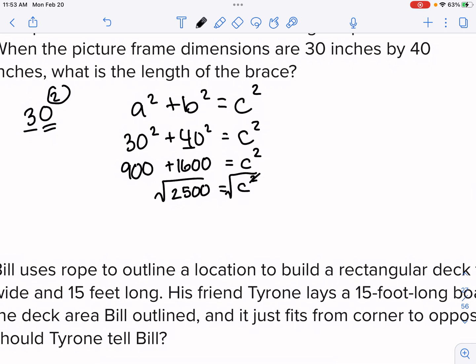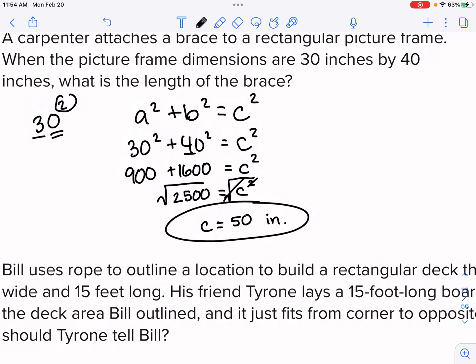because I want to get rid of the square that's here. I'll put C on the left side. And, when we're looking at what number times itself will equal 2,500, we could plug this into the calculator, but this is 50. Right, so the length of that brace has to be 50 inches.